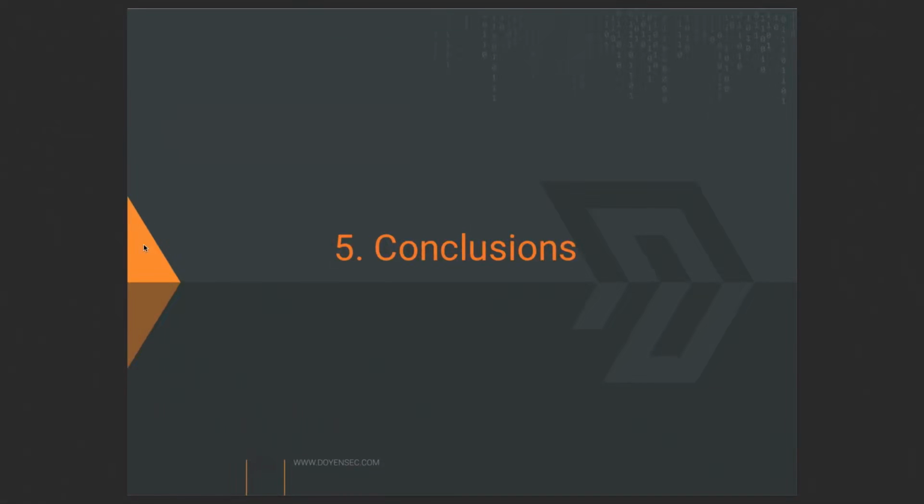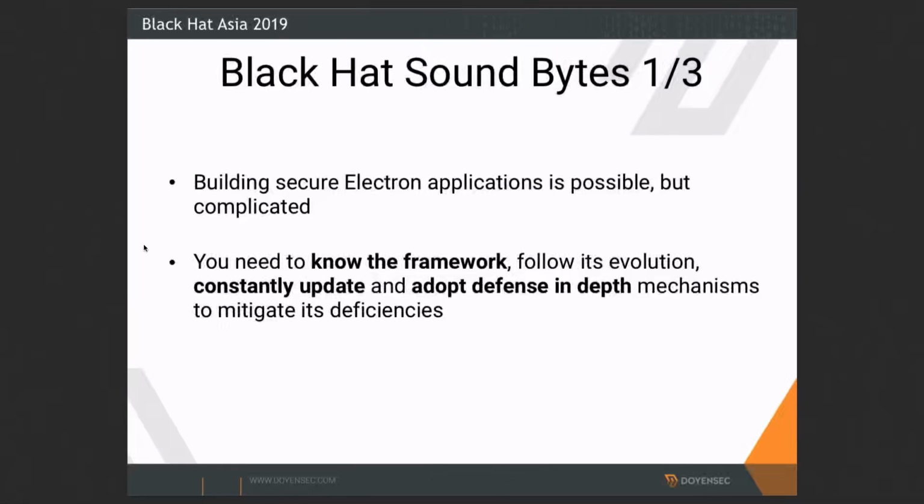So to go through the conclusion, it is possible to build Electron applications that are secure. You really need to know the framework. It's evolving very fast, so you do need to spend time figuring out how things are changing and what the new settings are that may be relevant for security, for example, context isolation.